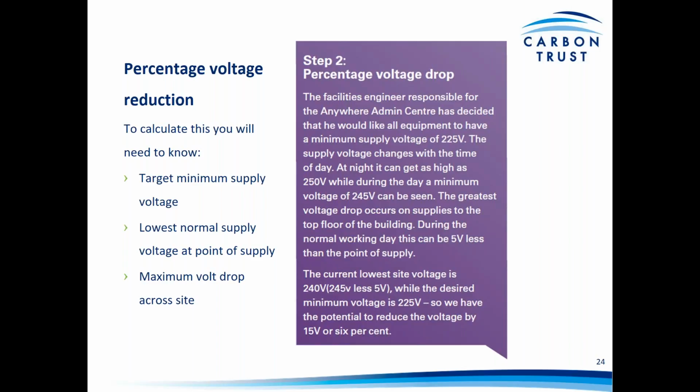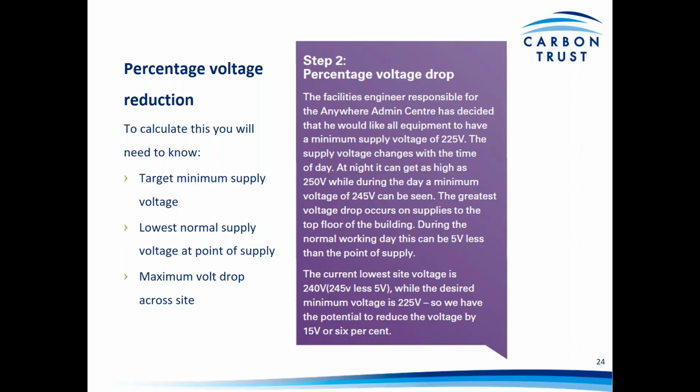So in the example here, just to run through, our facilities engineer responsible for Anywhere Admin Center has decided that he would like all equipment to have a minimum supply voltage of 225 volts. The supply voltage changes with time of day, so at night it can get as high as 250 volts, whilst during the day a minimum voltage of 245 volts can be seen.